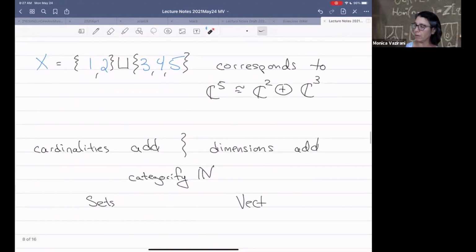Okay, but the thing to notice here: when you do disjoint union of sets, the cardinalities add. And in the same way, when you do direct sum of vector spaces, the dimensions add. And of course, when you're just talking about natural numbers, you just add them. All right, so this is happening in the category of sets, this is happening in the category of vector spaces, but this is categorifying the notion of addition for numbers, with either disjoint union or direct sum.